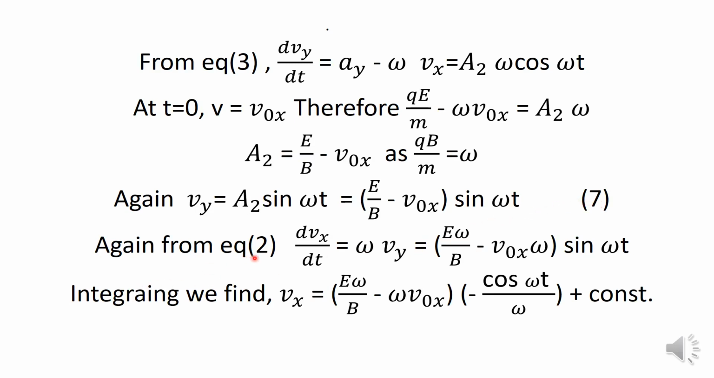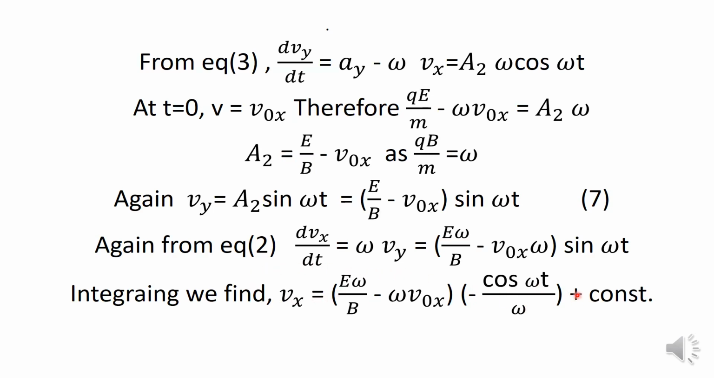Again from equation 2, which is dvx/dt = ω vy, and vy is equal to this. That means dvx/dt = ω (E/B − v0x) sin ωt. Here we put the value of vy. Now integrate this equation, and vx = (Eω/B − ω v0x)(−cos ωt/ω) + constant.